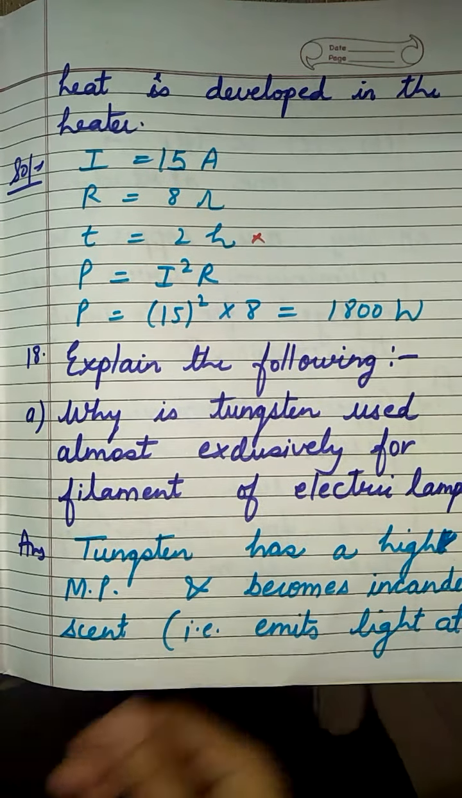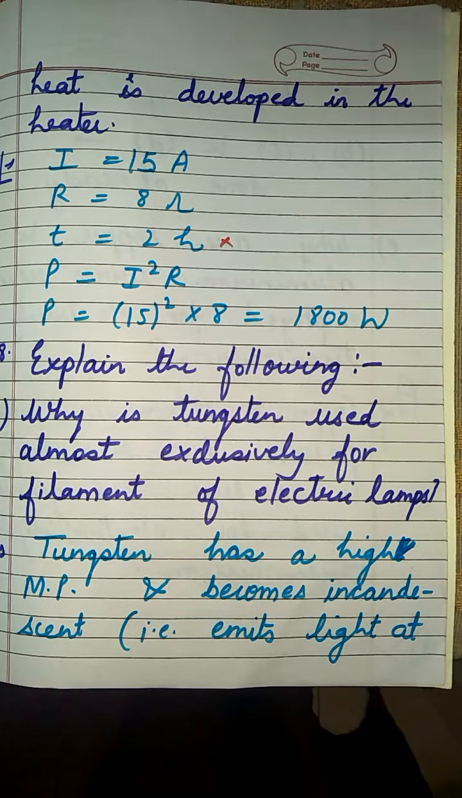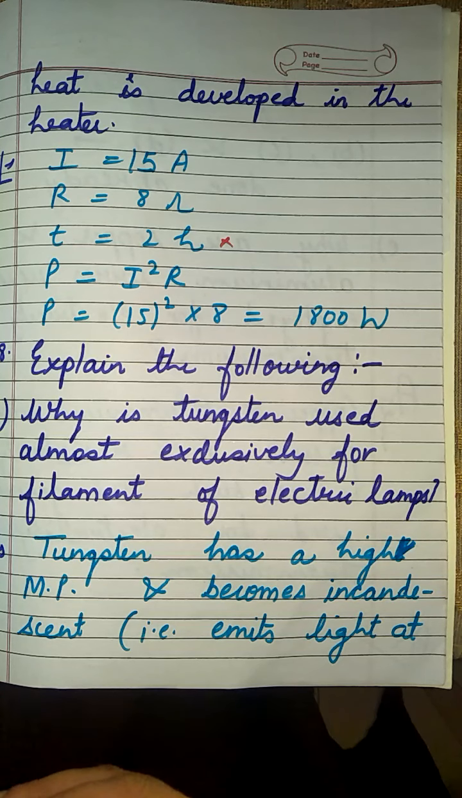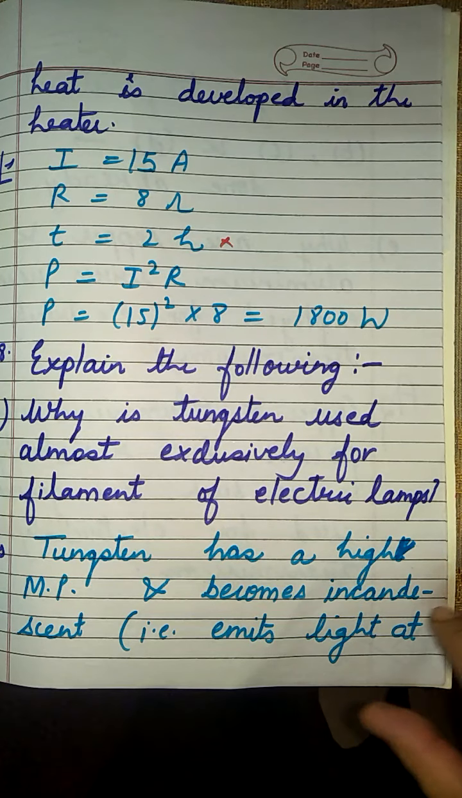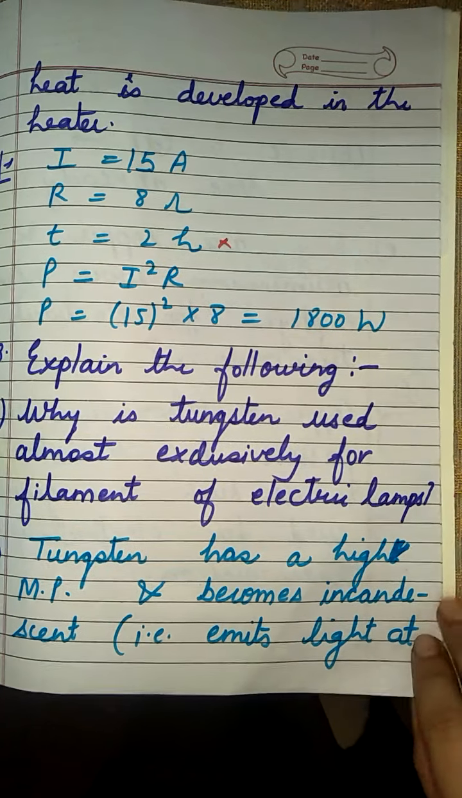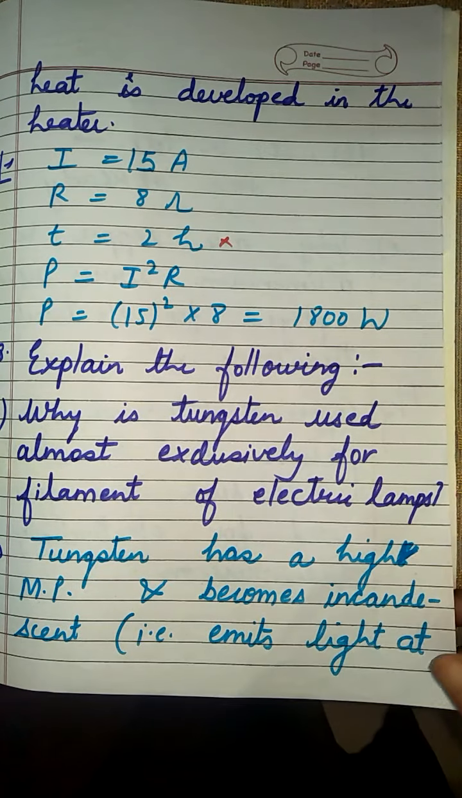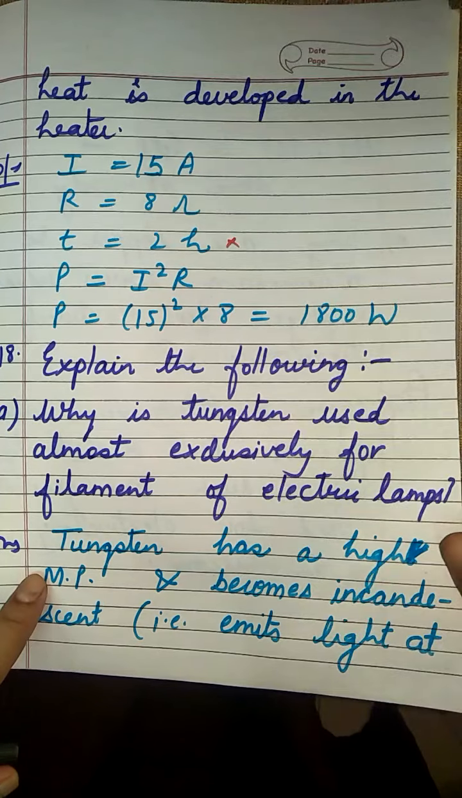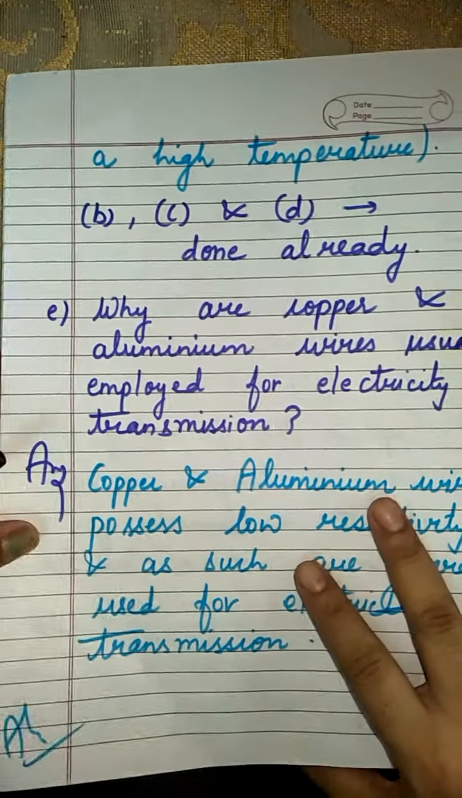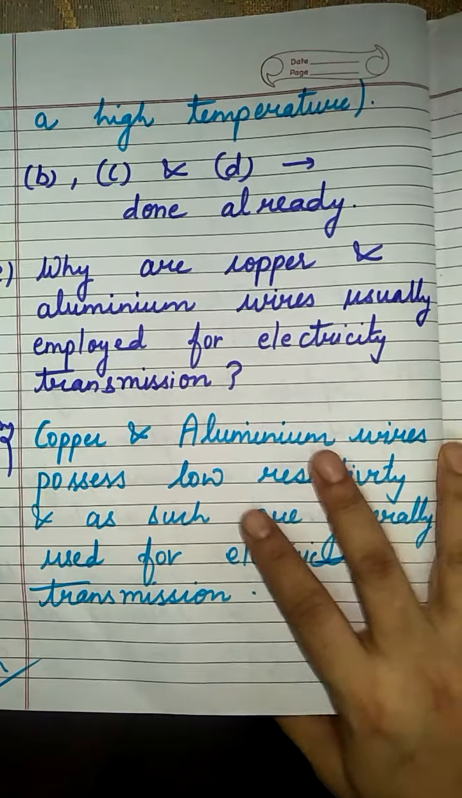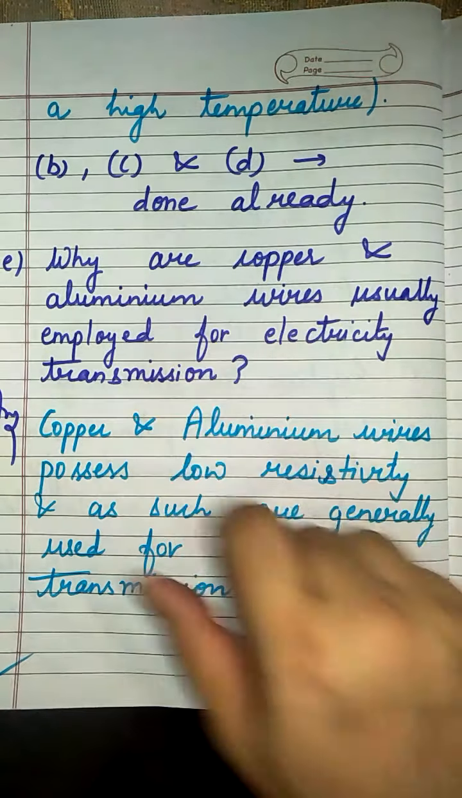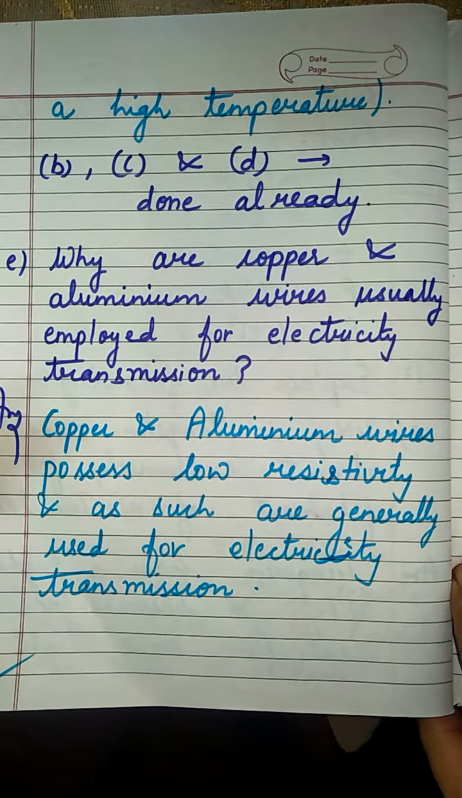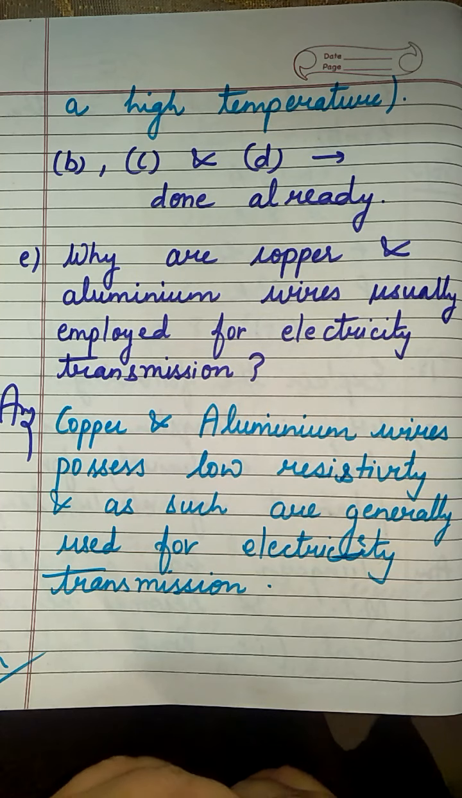Now comes our few important subjective questions. Many have been discussed earlier. So which were left to discuss, those I have taken. Why tungsten is used exclusively for filament of electric lamp? Reason, because it has high melting point, and moreover it emits large amount of light at high temperature. Okay. Then B, C and D part, they have been already discussed in the previous lectures. You can go through those lectures.